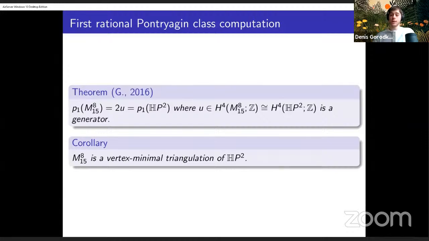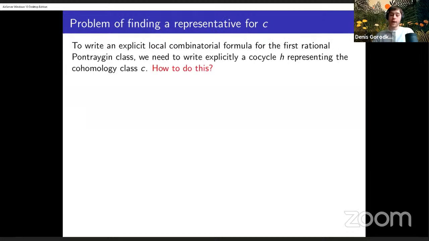Okay, now let me move to more recent results. I mentioned earlier that there was this arbitrary choice of a representative of the cohomology class C in the graph Gamma 2. And one of the very interesting questions is, can you find an explicit representative, which would be natural in any sense? So the question is, how do you find such a cocycle h, and are there any natural representatives? The rest of the talk will be devoted to stating the result, the construction of such a cocycle h.